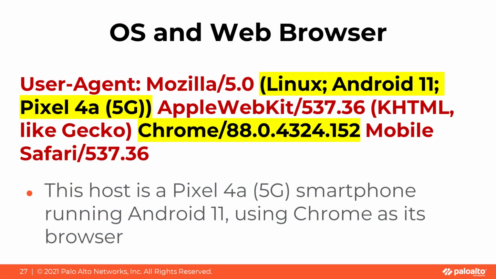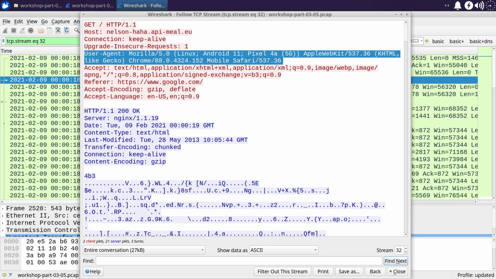In this case, we see Android 11 and a model number, Pixel 4a 5G. This is a Pixel 4a 5G smartphone running Android 11, and it is using Chrome as its browser. We are ready for our sixth PCAP now.